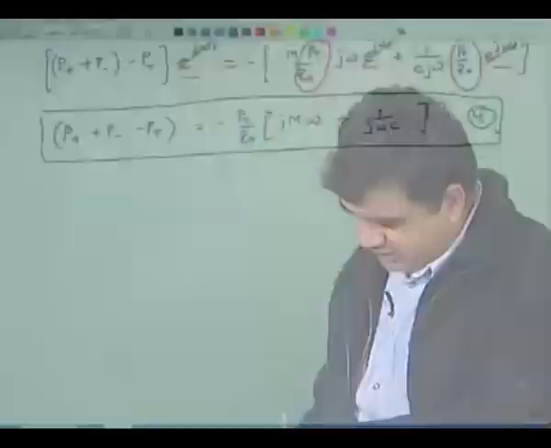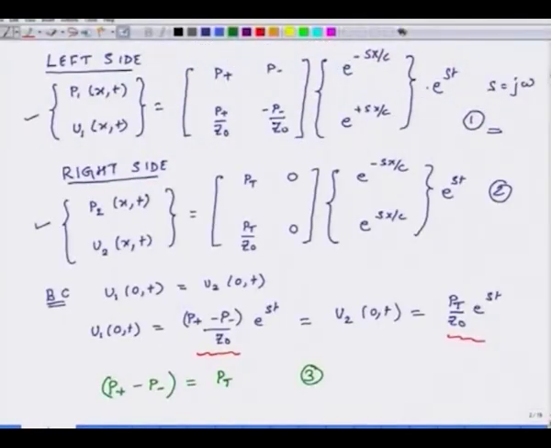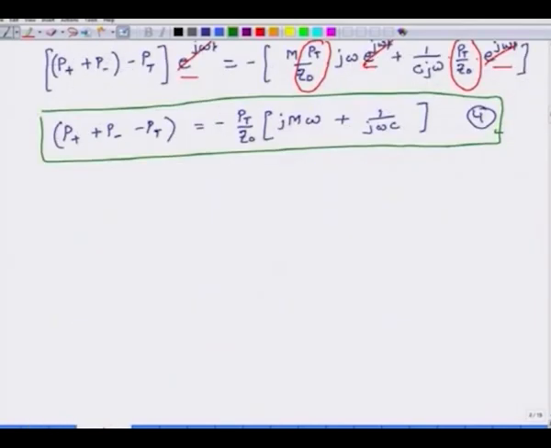So, now I see equation 4 and then I go back and I see equation 3. So, between equation 3 and equation 4 I have 3 unknowns. One is P plus, the other one is P minus, and the third one is P t. These are constants, but they are unknowns. I know what is m, I know what is omega, and I know what is c, which is the specific compliance. So, then using these two equations, I would like to solve.